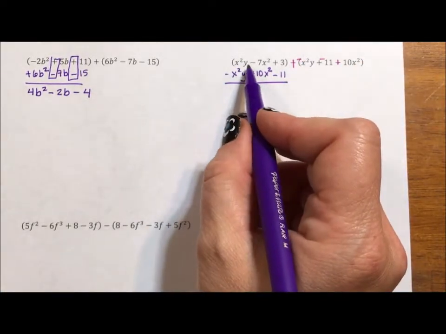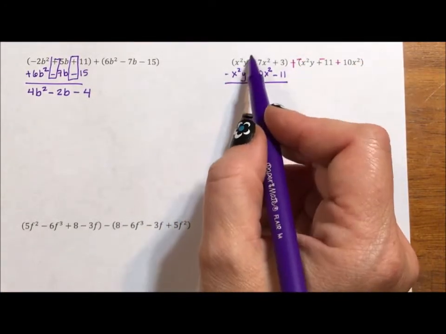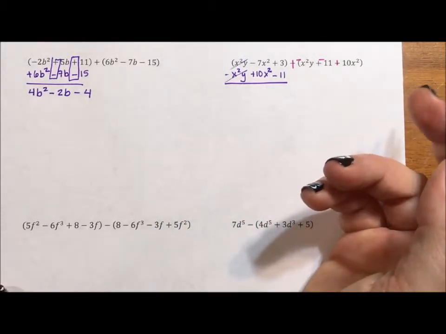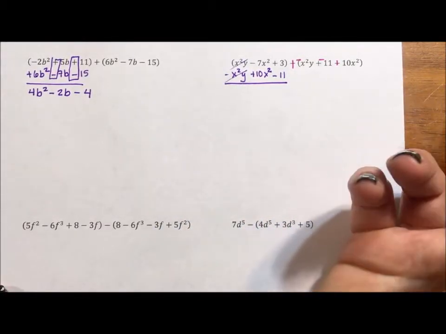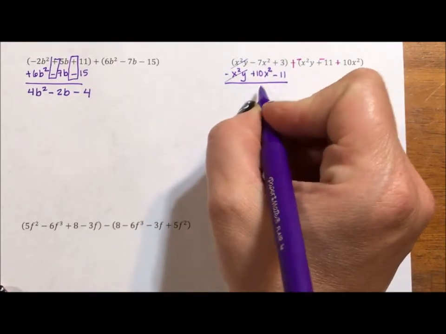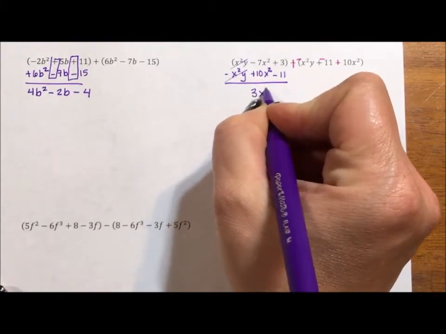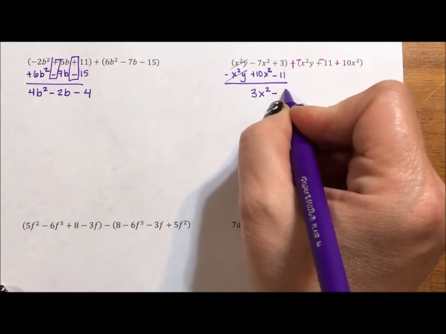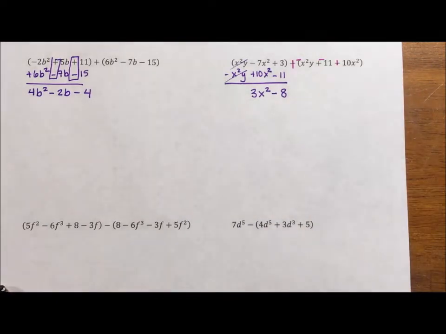Now, x squared y minus x squared y means they cancel. It's 0 of them. And if there are 0 of them, I'm not going to write it at all. Don't write anything down when you're left with the 0 of an item. Negative 7 plus 10, the positives are going to win. 3 will survive. And 3 minus 11, the negatives will win, and 8 will survive.